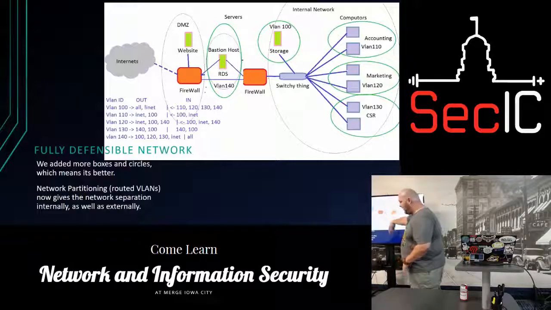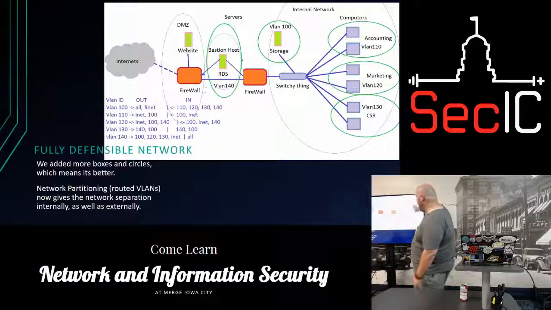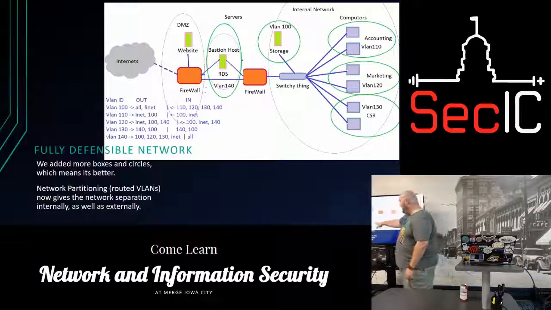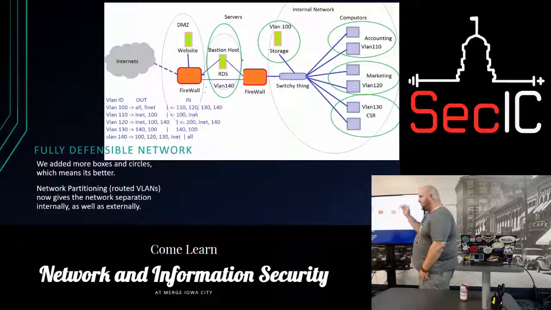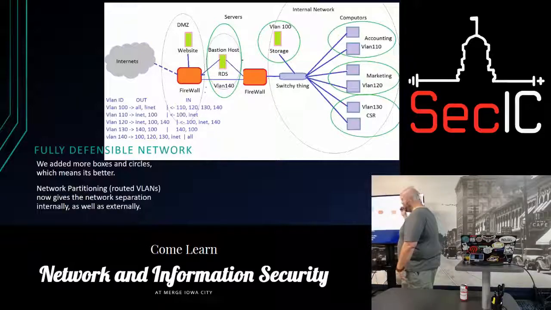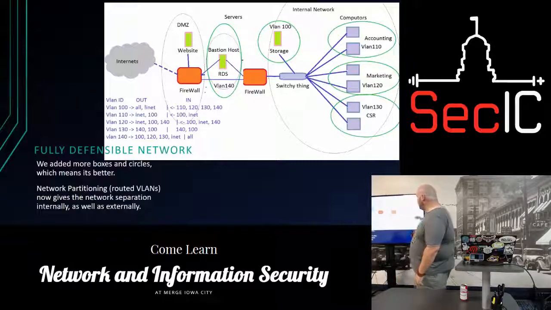These are kind of made-up routings. This is just to show you. So VLAN 100, which is the storage network, can receive inbound connections. It can give outbound connections to everything; all of these computers can talk to it. Not the internet, because your storage server doesn't need to be talking to the internet. If it does, you're going to proxy it. It can accept inbound connections from 110, 120, 130, 140, and from the bastion host if they need it.